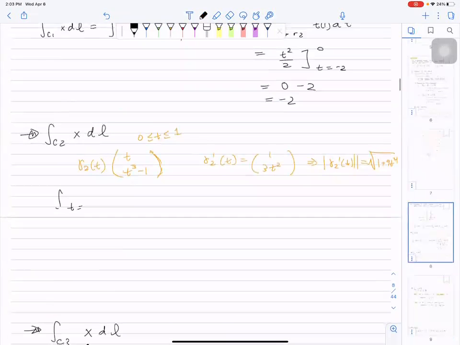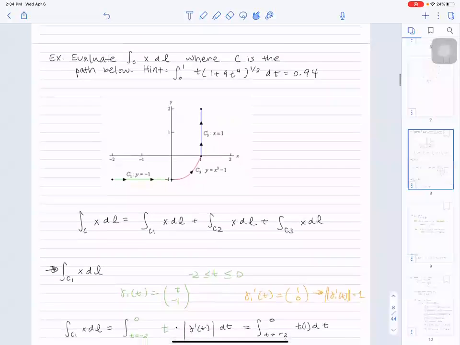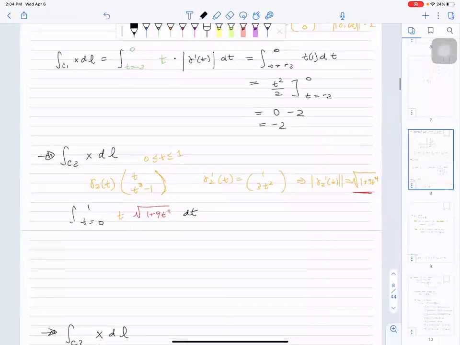So for our integral, we have t from 0 to 1 of, what is x? x is t. Our length is the square root of 1 plus 9t to the 4th dt. And above, in a hint, they already gave it to you. It's 0.94, so that we don't have to calculate this integral.